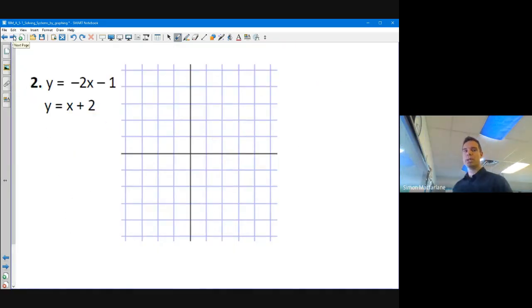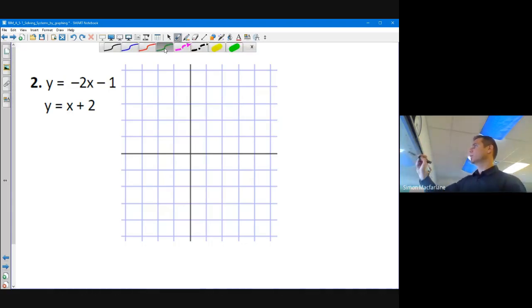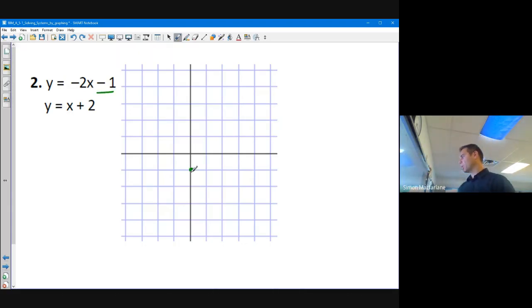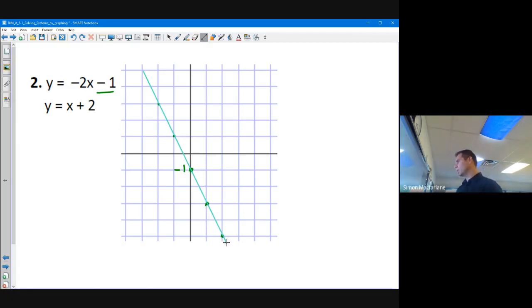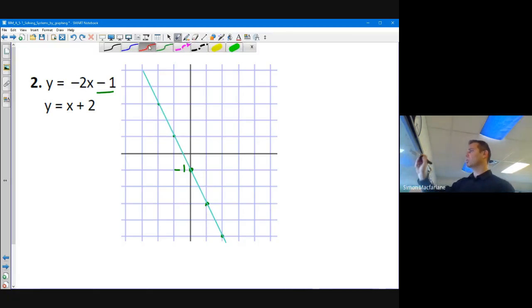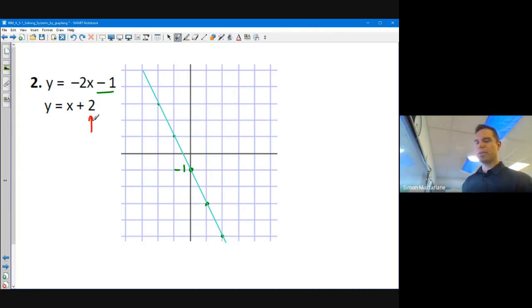All right, one more example here. Let's graph both of these. Start with -1. Right there, -1. We go down 2 over 1. Down 2 over 1. We can continue that same slope and then go in the other direction also. Make a couple of points there. And a line through those. Beautiful. All right, now we're going to start for the second line at +2.